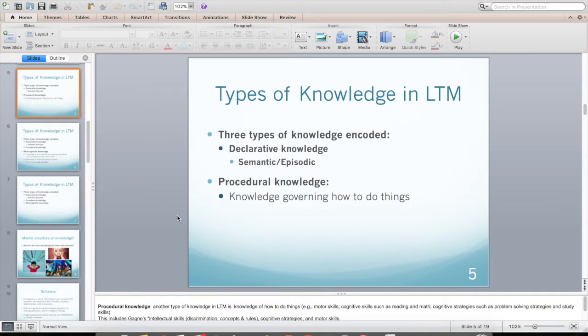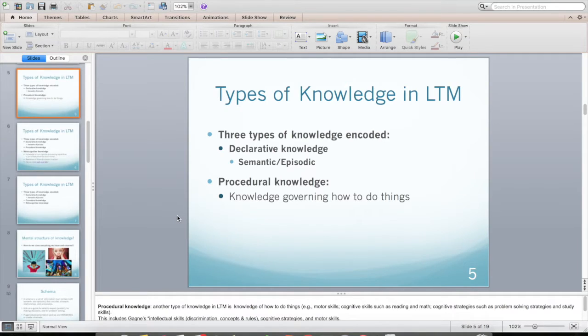Okay? Moving on, we have procedural knowledge. That's knowing how to do something. That's something that has steps that you know how to do, such as tying your shoes, driving a car, building a set of shelves, okay? Cooking a recipe. Those are all procedures that if you know how to do them, that becomes procedural knowledge.